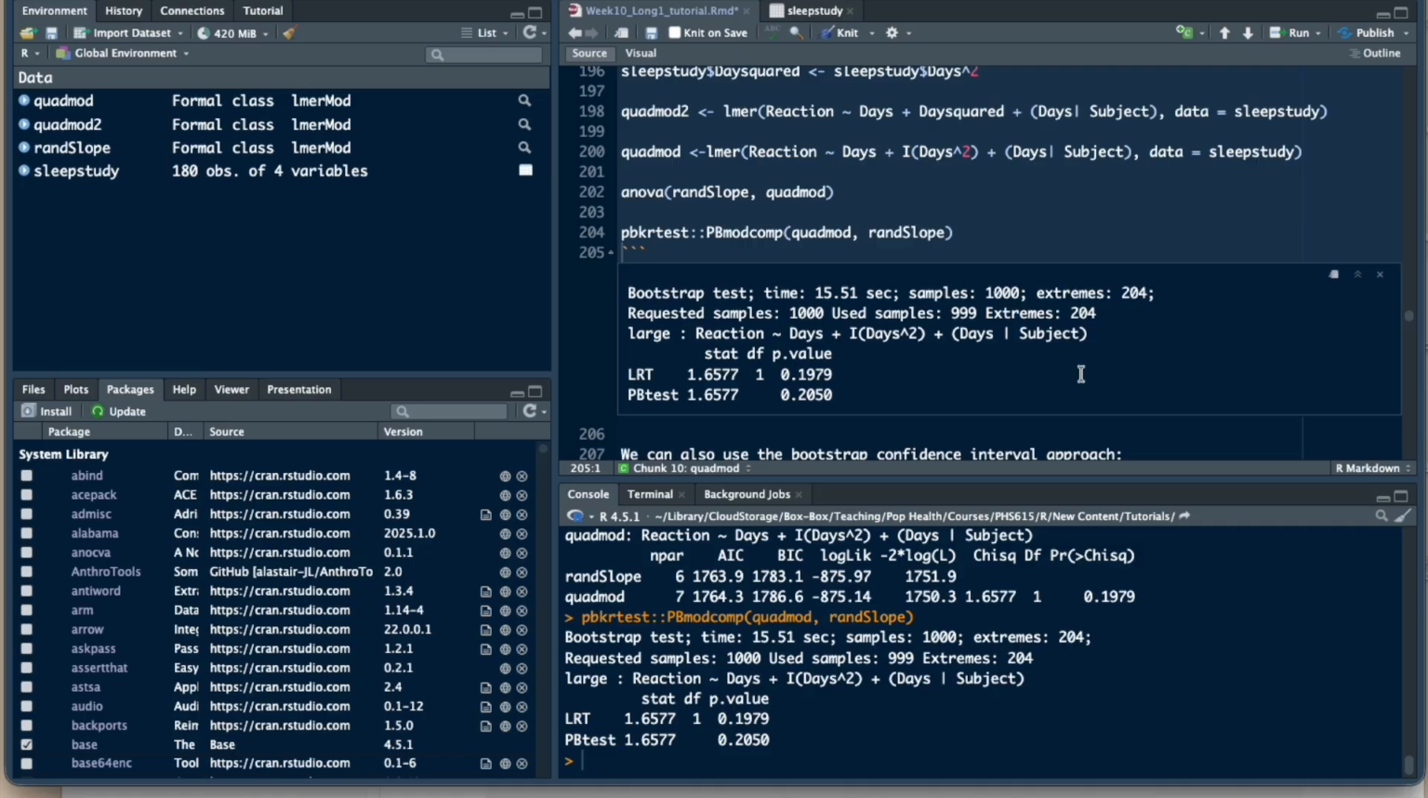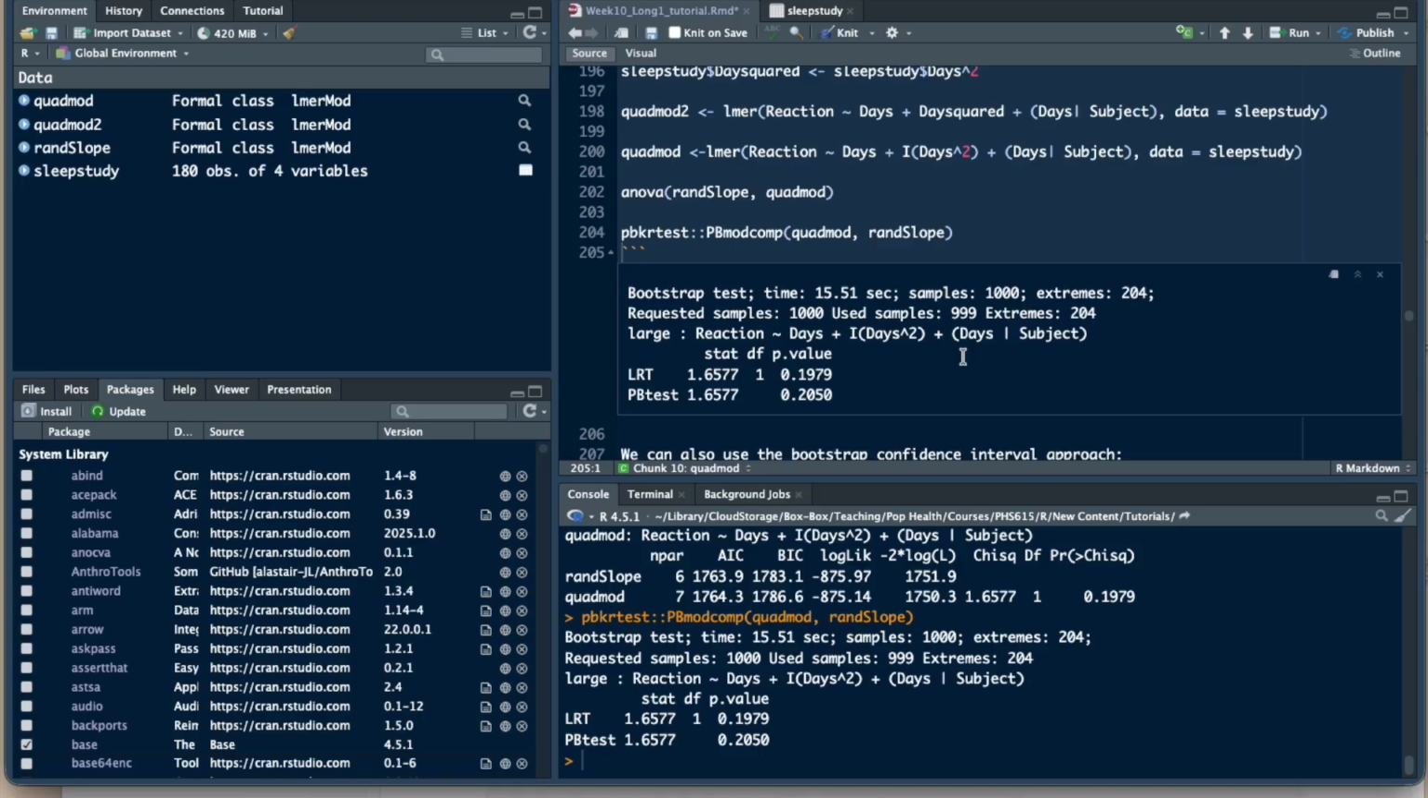So with a nice balanced data set with a well-behaved outcome and not too many fixed effects or random effects in our model, the naive likelihood ratio test is well approximated by a chi-square distribution. So the p-value from the likelihood ratio test is pretty accurate in this case compared against the bootstrap version of it.